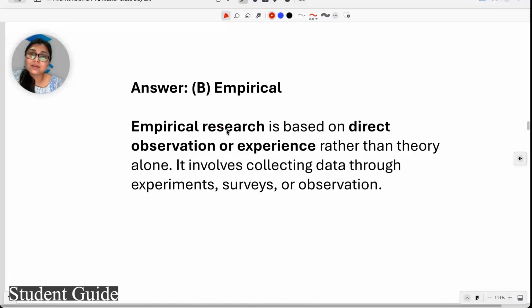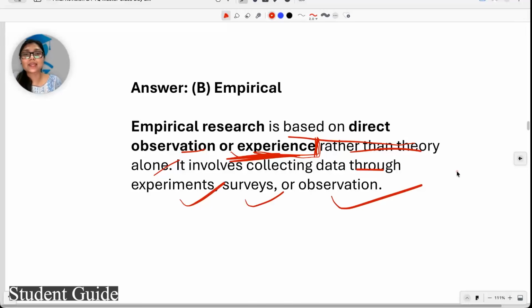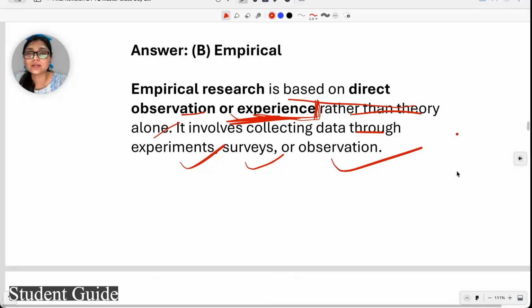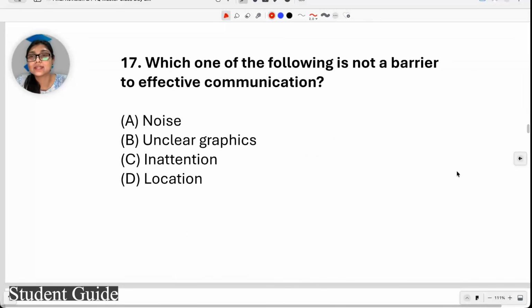So empirical research is based on direct observation or experiences. You just need to remember this sentence and you will get the answer. So we can quickly elaborate this one. Rather than theory alone, empirical research is mostly based on direct observation. If you are observing or experiencing something directly, then that comes under empirical research, and it involves collecting data through experiments, surveys, and observations. Okay, so that's the brief explanation for this one. Now we can quickly move to the next question.